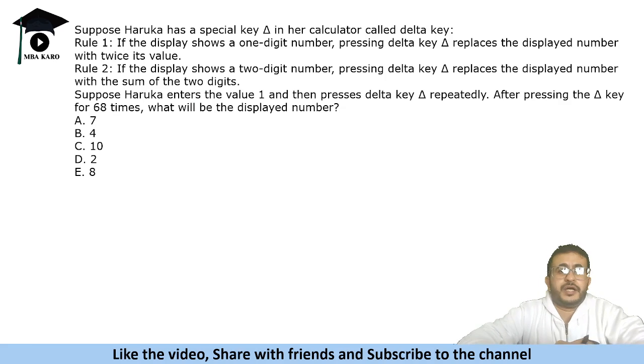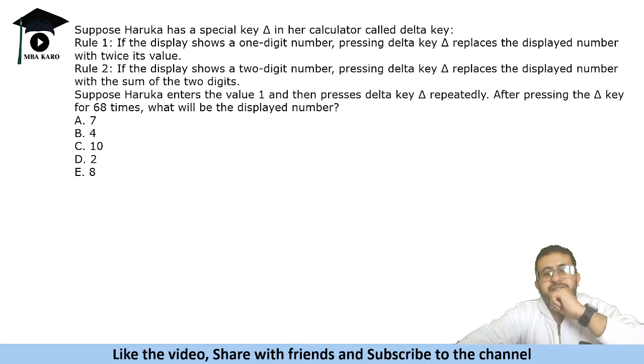Suppose Haruka has a special key in her calculator called delta key. Rule 1. If the display shows a one digit number, pressing delta key replaces the displayed number with twice its value. If the display shows a two-digit number, pressing delta key replaces the displayed number with the sum of two digits. Suppose Haruka enters the value 1 and then presses delta key repeatedly. After pressing the delta key for 68 times, what will be the displayed number?